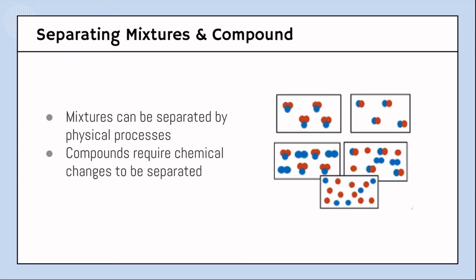How do we separate mixtures and compounds? Mixtures can be separated by physical processes because components of a mixture are not chemically combined. However, compounds require chemical changes to be separated because atoms in a compound are chemically combined.